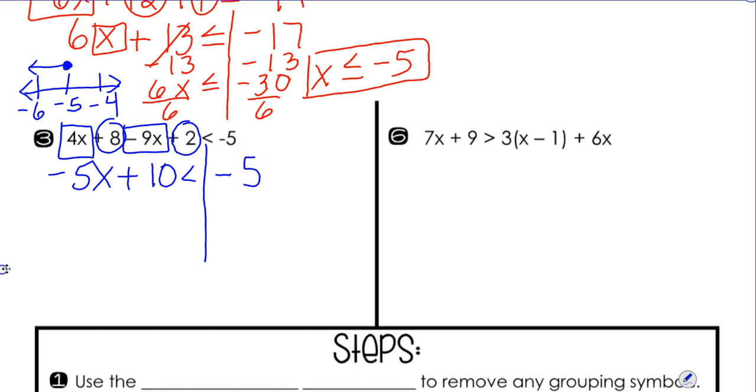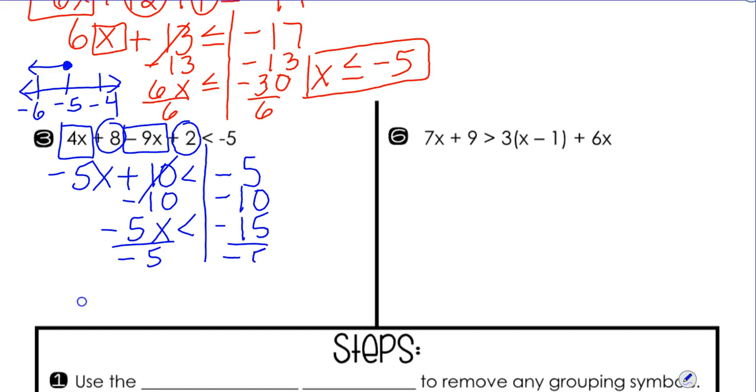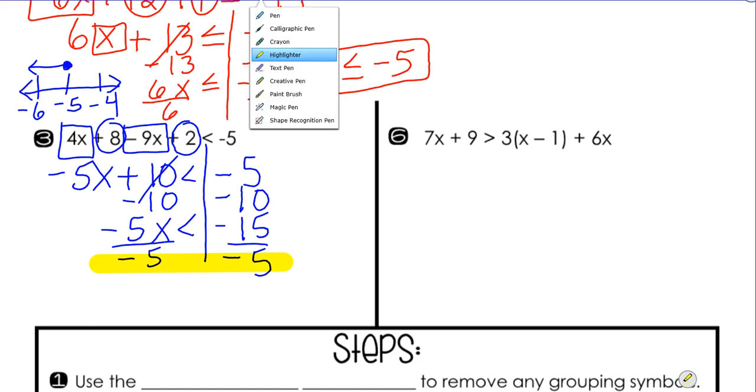Okay, so let's keep going. We're going to subtract 10 from both sides. When we subtract 10 on the left, it goes away. So we're going to bring down our -5x less than -5 minus 10 is -15. And now we're going to divide both sides by what? -5. We're dividing by a negative, so we're going to highlight that. What happens when we divide by a negative? You have to flip your sign.